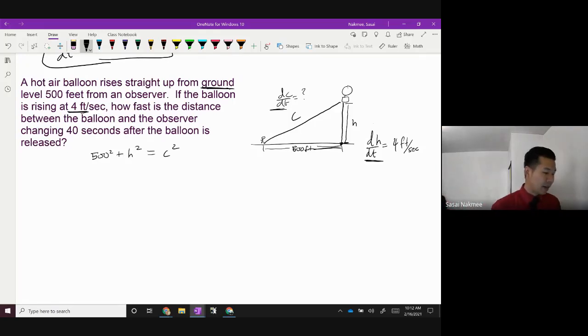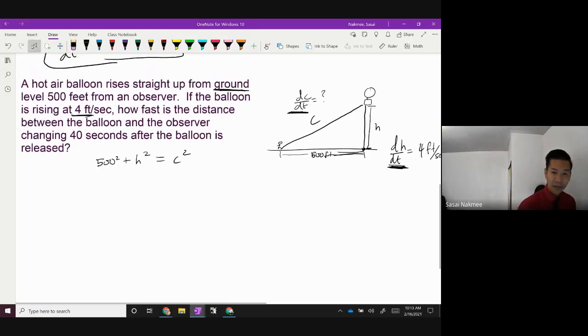Now, we're not done, right? I need to relate the rate at which the distance between the observer and the balloon is changing and the rate at which the distance of the balloon from the ground is changing. So instead of having this as h and c, I need them to be dh and dc with respect to time, dh dt and dc dt. Can somebody help me out here? What should I do now that I have this equation to get it to be a related rate problem? I have this equation that relates the height of the balloon and the distance between the balloon and the person, right? What can I do to get this equation to be, instead of h and c, dh dt and dc dt? What could I do?